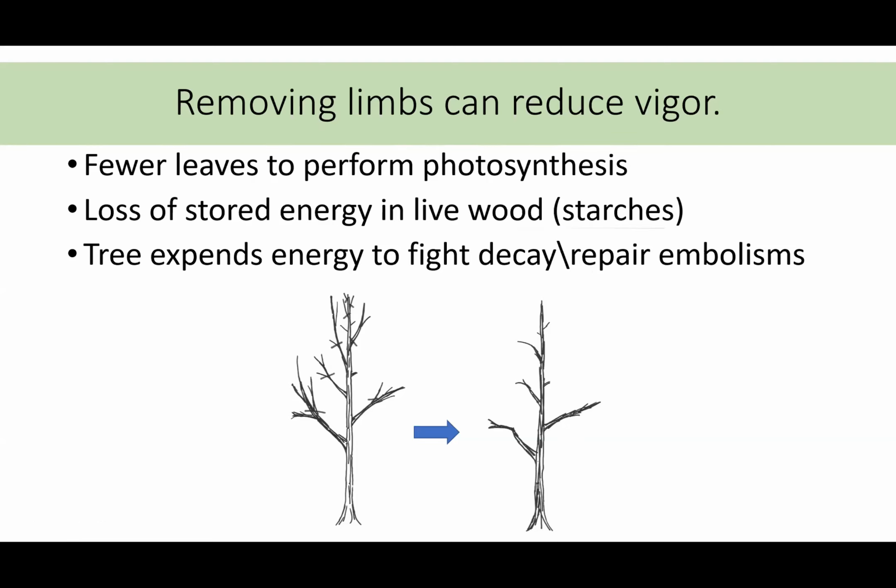Trees also have to spend energy in response to pruning. So they make less energy, they lose their stored energy, and then they have to expend energy to close the wounds that pruning creates, to fight decay organisms, to fix embolisms, which are bubbles in their vascular system. So, you add these things up, right? Less energy created, stored energy lost, have to spend energy to deal with pruning. You can see that pruning is a pretty serious thing for a tree. It's something that maybe we shouldn't be doing lightly.